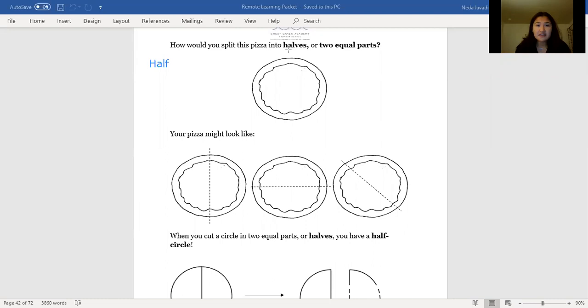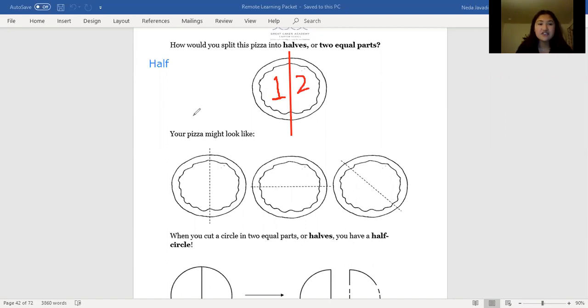Cool. I might split this pizza in halves by drawing a line down the middle, up and down, by drawing a line side to side, like that, or by drawing a line cross, like that. In any of these versions, I have 2 equal parts. I have 1 and 2 equal parts. Cool.